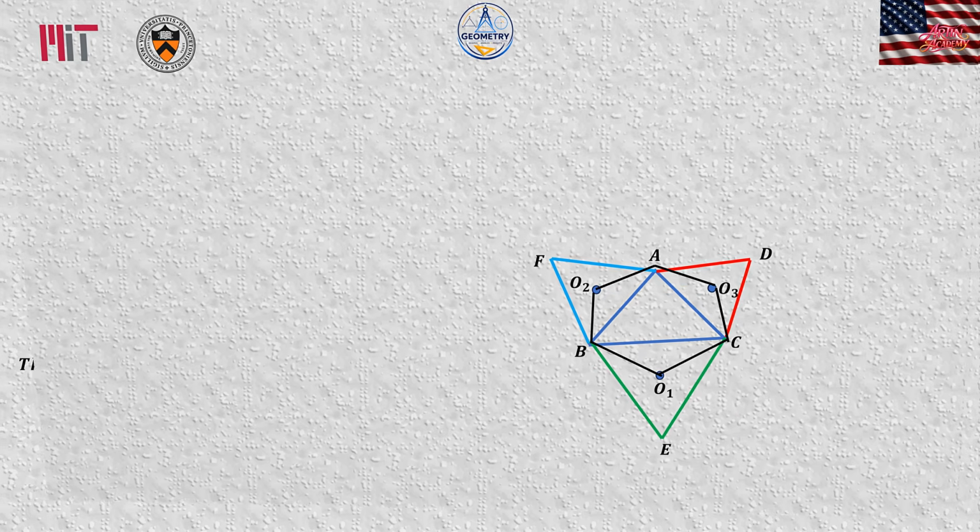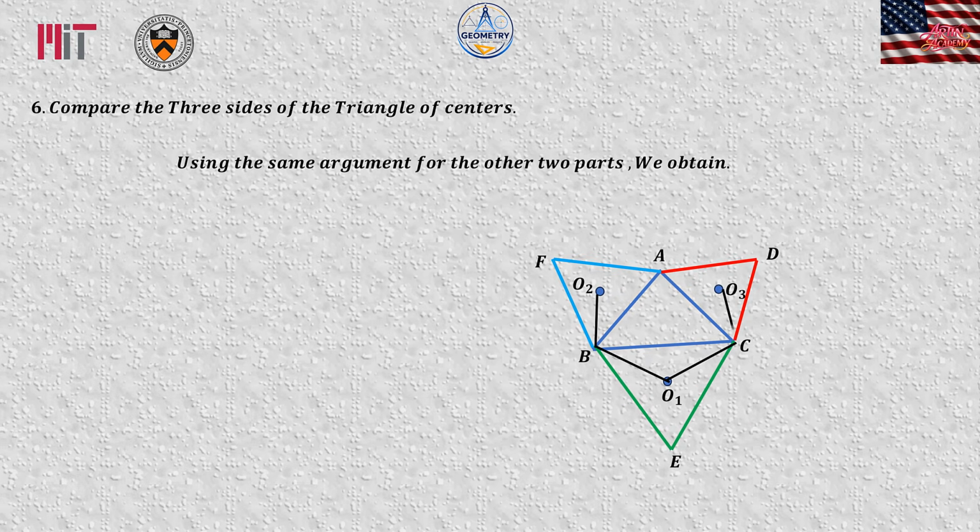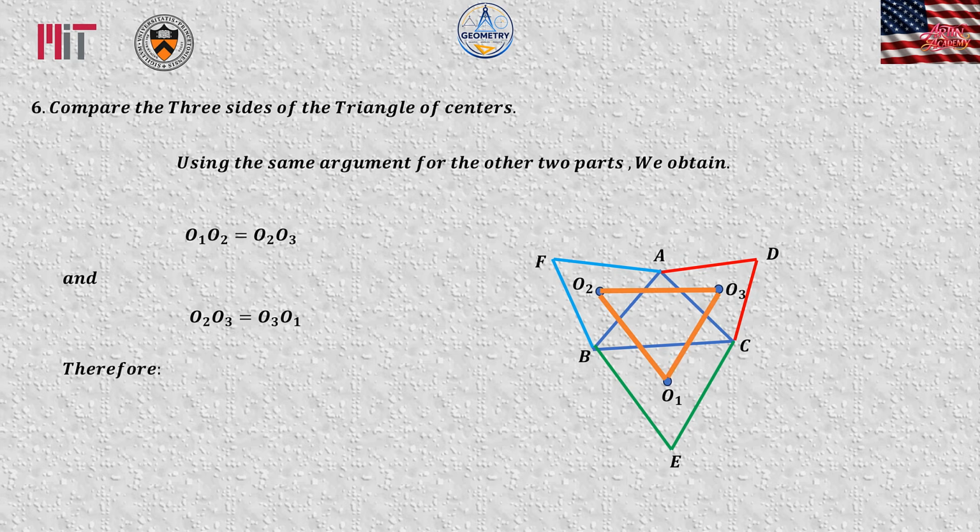Second, distance. Now compare O2 and O3. O2 is the center of equilateral triangle ABF. O3 is the center of equilateral triangle ACD. Using the same 60-degree geometry, we obtain O2O3 equals O3O1. Therefore, we now have two equalities. O1O2 equals O2O3. And O2O3 equals O3O1.